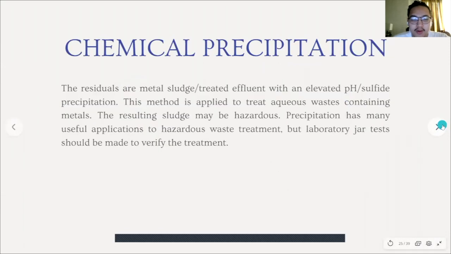The residuals of chemical precipitation are a metal sludge or treated effluent with an elevated pH level, or sulfide precipitation. Chemical precipitation is used to treat liquid waste that contains metals, and the sludge that results from chemical precipitation may be hazardous. Chemical precipitation is useful in treating hazardous waste, but laboratory jar tests are required to verify the treatment.